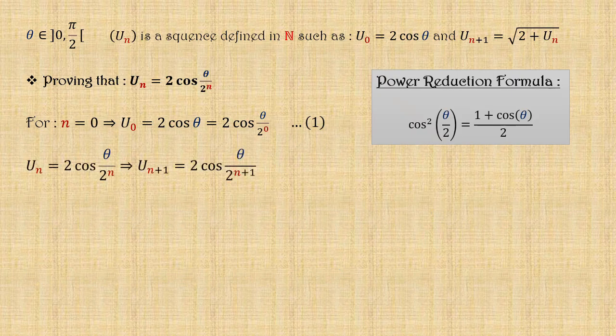Therefore, we've proved that if the term un can be written as equal to 2 times cosine theta over 2 to the power of n, then the term un plus 1 can be written as equal to 2 times cosine theta over 2 to the power of n plus 1. We'll note this as assertion number 2. Now, as assertions 1 and 2 represent the 2 steps of the induction proof that we've accomplished, we can deduce that the general term un equals 2 times cosine theta over 2 to the power of n, whatever the value of the natural number n is.